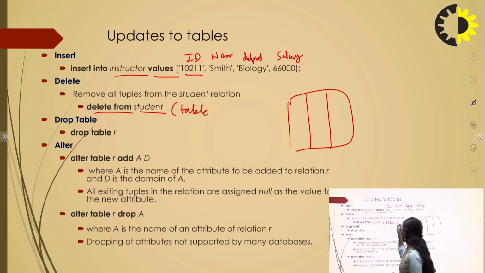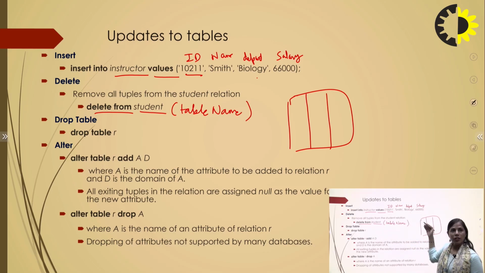You can define the table name, then you can delete all tuples, meaning whatever rows are there will be deleted. Then we have drop table. It will drop the structure of a table, not just the rows. It is also going to delete the whole structure. Now we can alter the table. If we want to add additional attributes, we can add the attribute and the data types also.